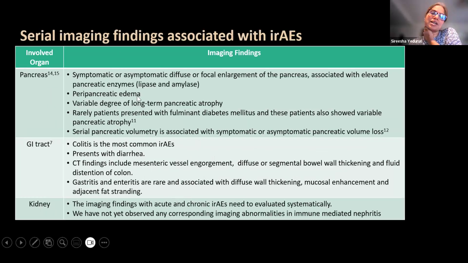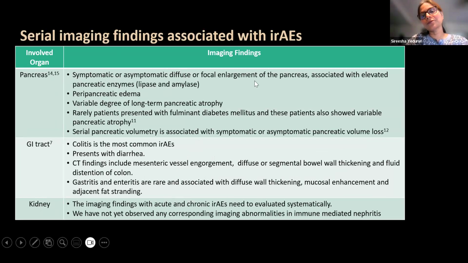Pancreas, this is what I worked on. I published about the serial imaging findings of pancreatic volumes in patients who had pancreatitis from immunotherapy. So basically what we see is they can be symptomatic or asymptomatic. There are asymptomatic patients with elevation of lipase or amylase.